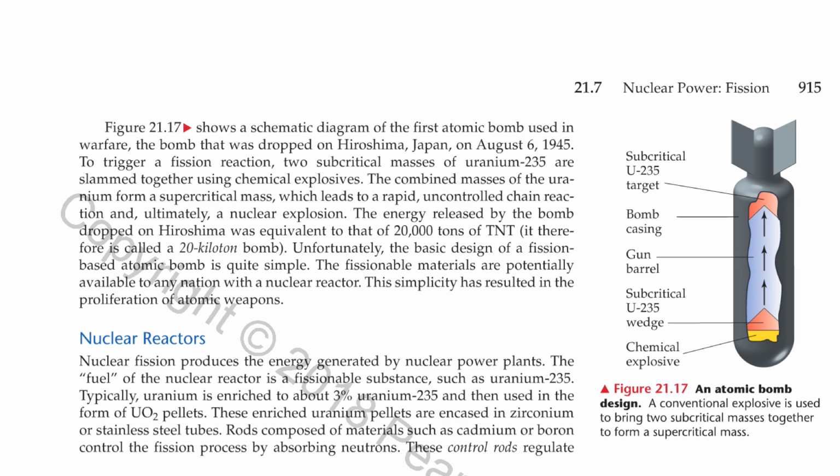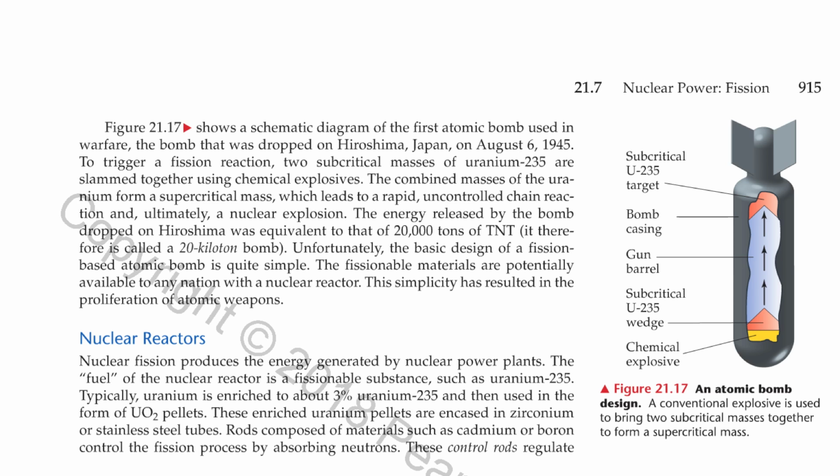Unfortunately, the basic design of a fission-based atomic bomb is quite simple. The fissionable materials are potentially available to many nations with nuclear reactors. This simplicity has resulted in the proliferation of atomic weapons. Nuclear reactors. Nuclear fission produces the energy generated by nuclear power plants. The fuel of the nuclear reaction is a fissionable substance such as uranium-235. Typically, uranium is enriched to about 3% uranium-235 and then formed into UO2 pellets. These enriched uranium pellets are encased in zirconium or stainless steel tubes.